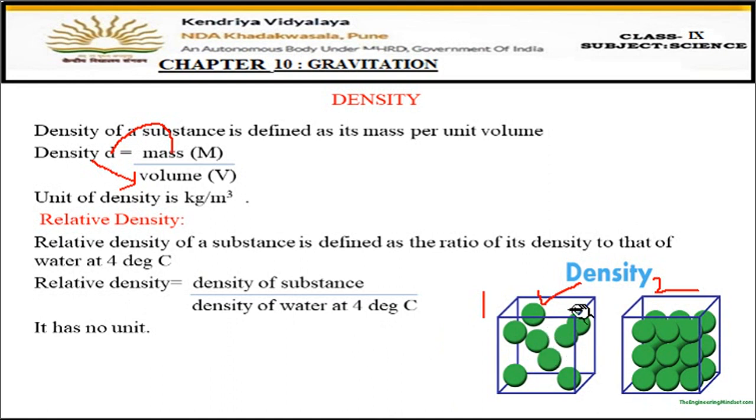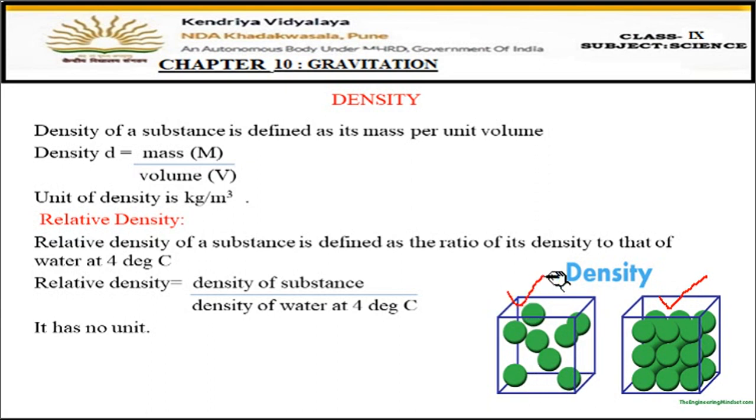Okay, so these diagrams can clearly indicate that when the matter is more in a given volume or given space, its density is more. And if the molecules in a given volume are less, that means its density is less.